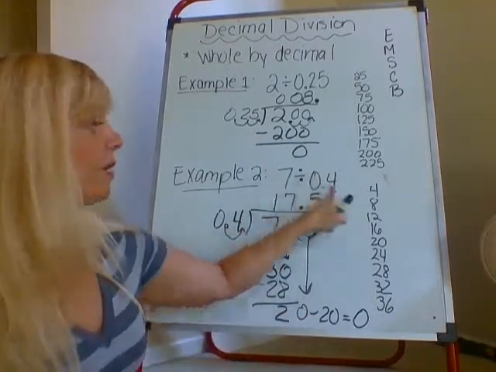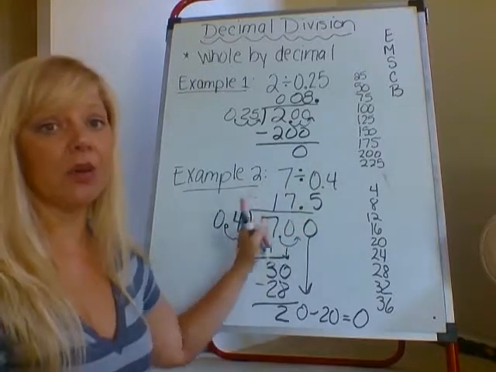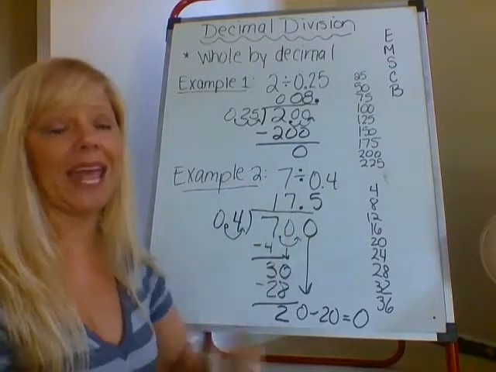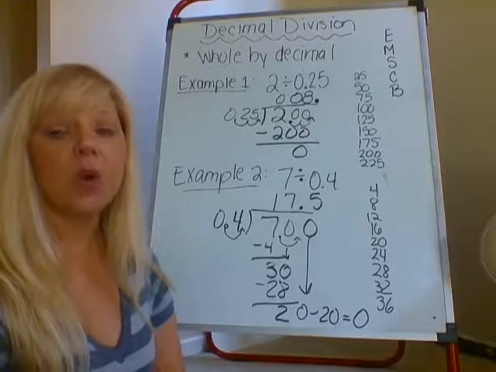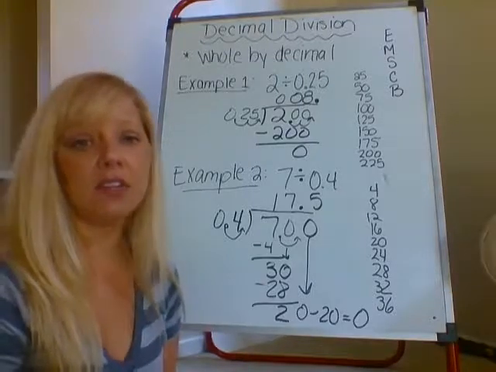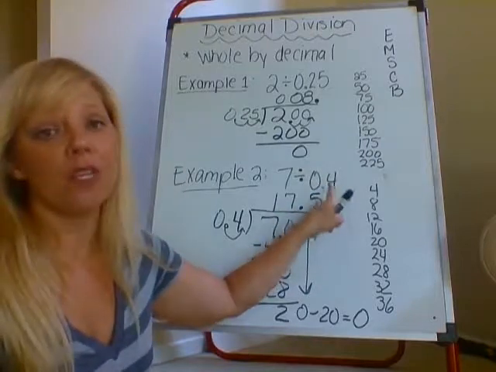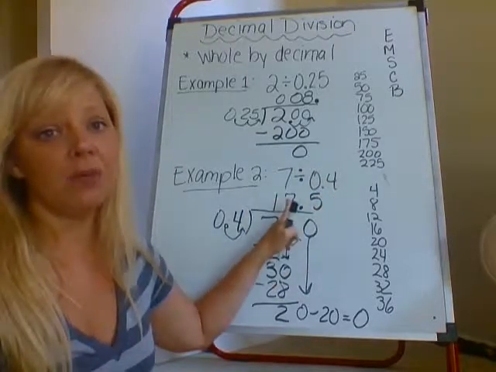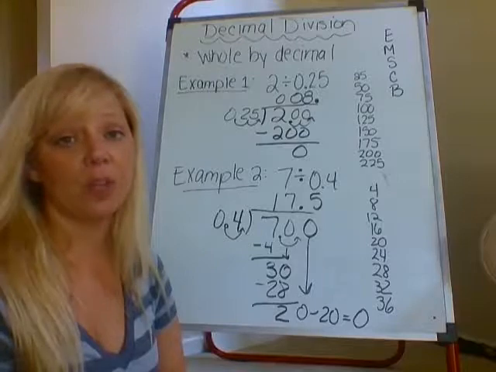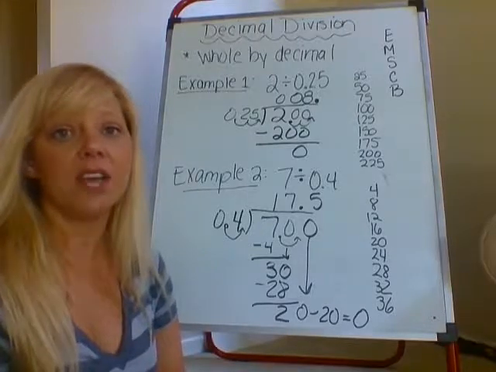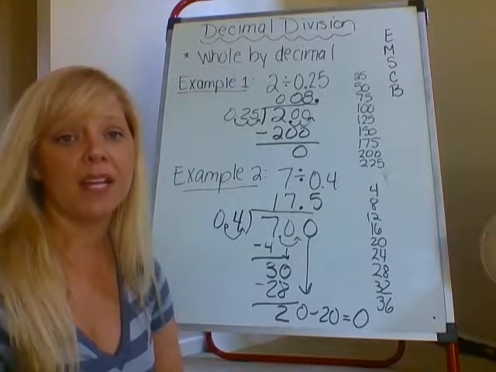So 7 divided by 4/10: 4/10 can go into 7, 17.5 times. So if I had $7 worth of dimes and I want to group them by 4 dimes, I can make 17 full groups and have half a group left over. And that's our decimal division with whole numbers by decimals.